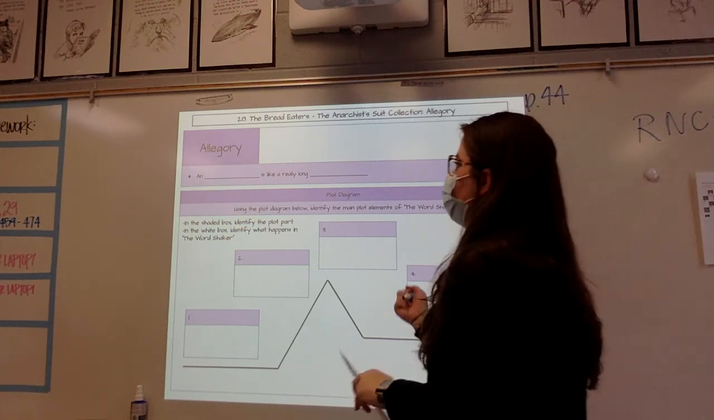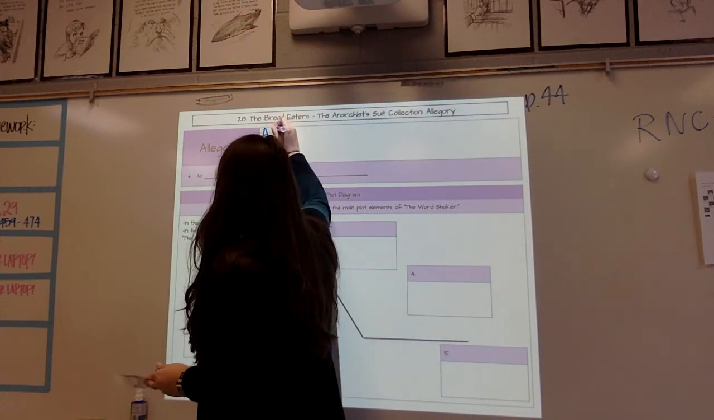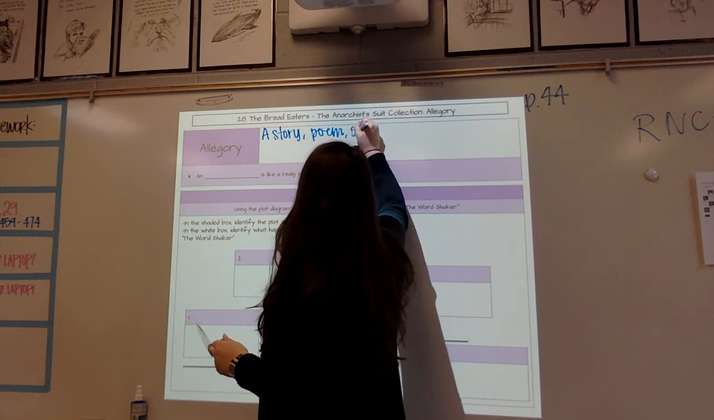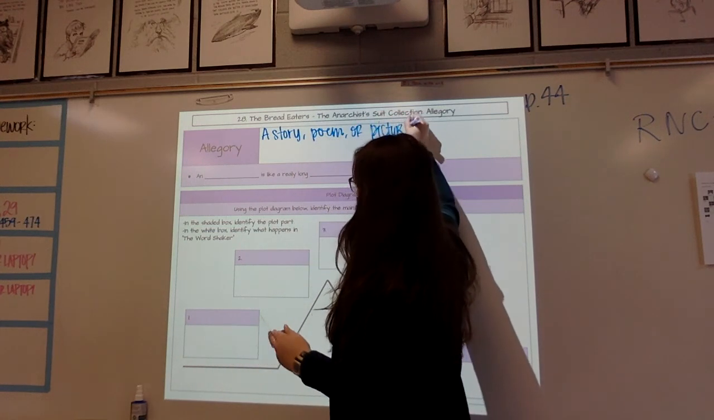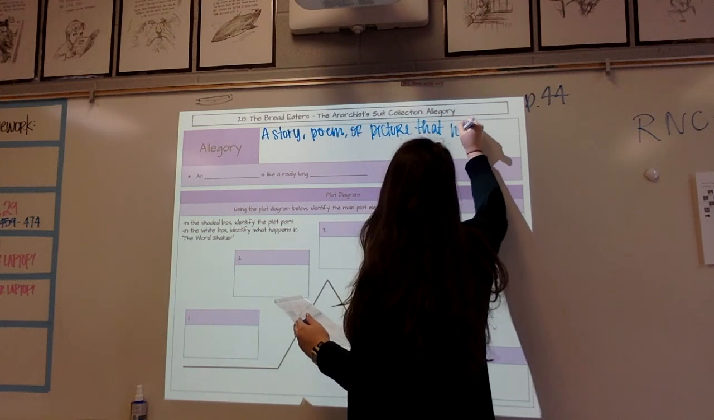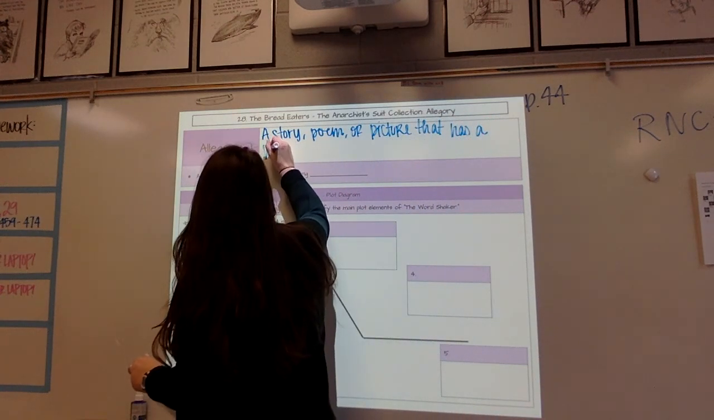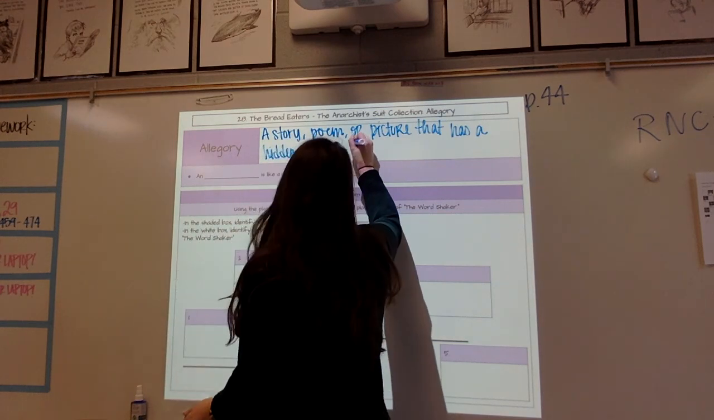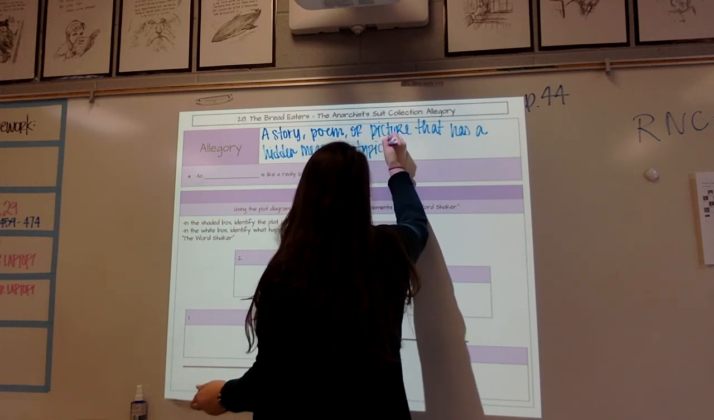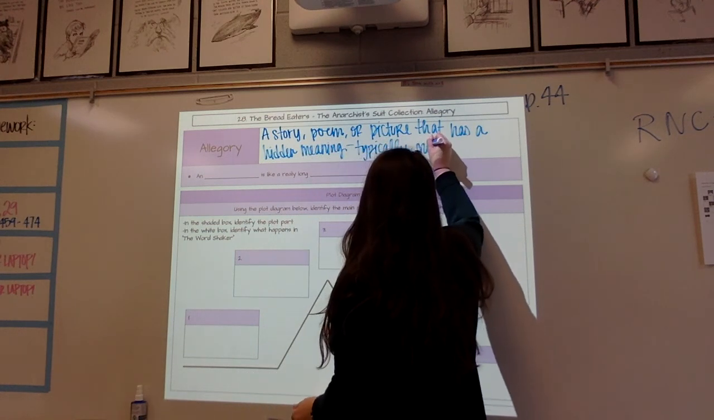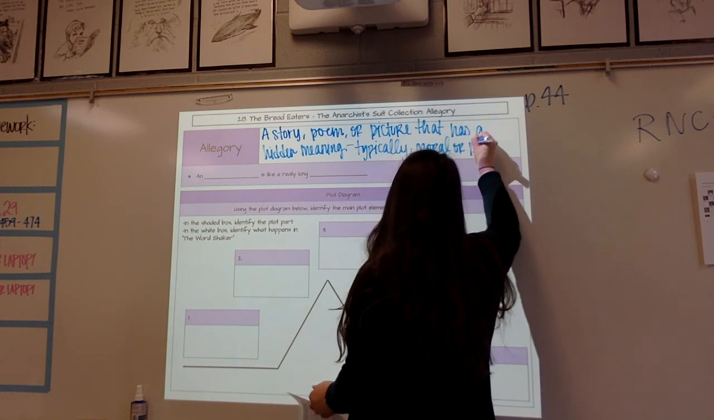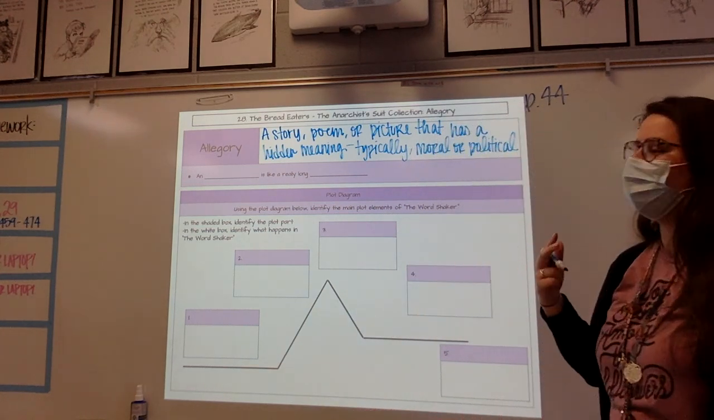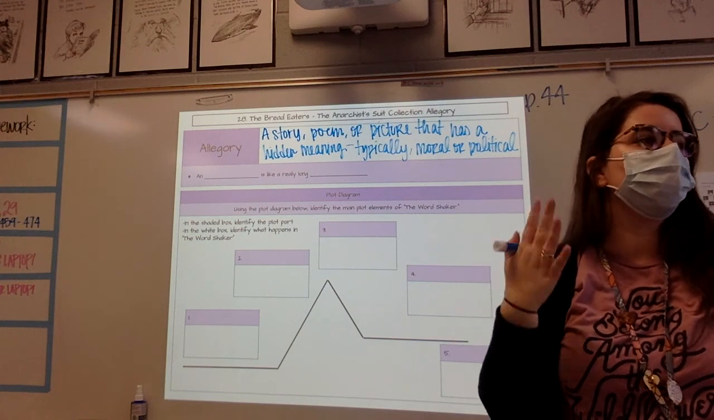So an allegory is a story, poem, or picture that has a hidden meaning. And typically, the meaning is moral or political. Allegories are always trying to communicate a message. There's something that they want you to learn.